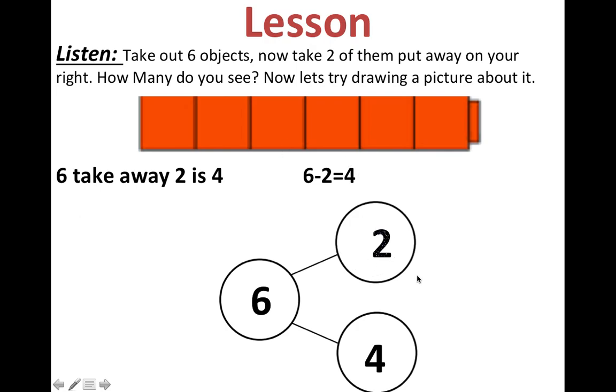Since I crossed 2 off, I'm going to make 2 disappear. So I have 6, take away 2 gives me 4. You can use your fingers. I know the number bond and subtraction is a bit confusing, but let's look at it. 6 is a whole, and you have 2 and the 4, which makes 6. Those are the parts. So I have 6, then I took 2 away, and now I have the answer, which is 4.